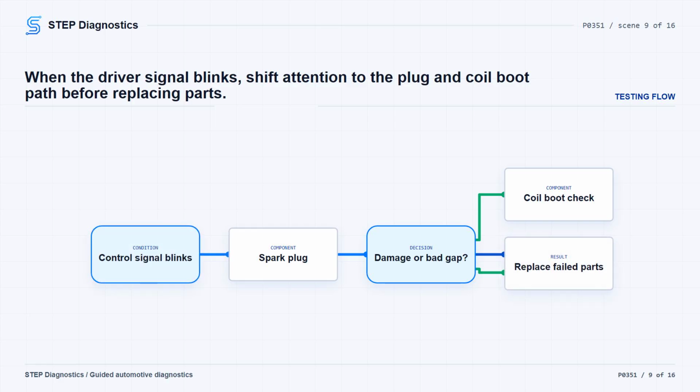If carbon tracking is on the spark plug, inspect the ignition coil boot for damage and replace the boot if needed. Then verify the repair and confirm the code stays gone. If none of those spark plug conditions are present, replace the ignition coil and spark plug. Then verify the repair and confirm the code stays gone.